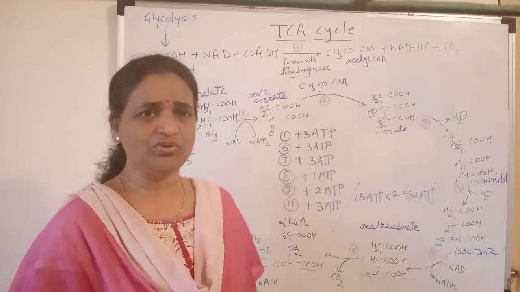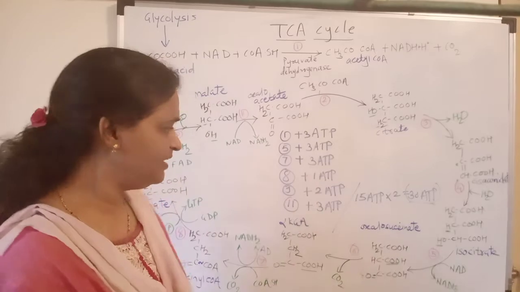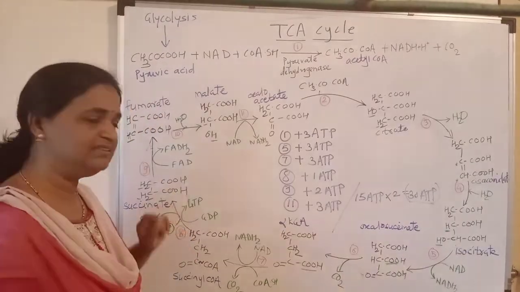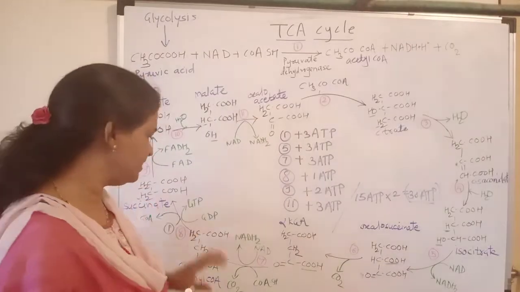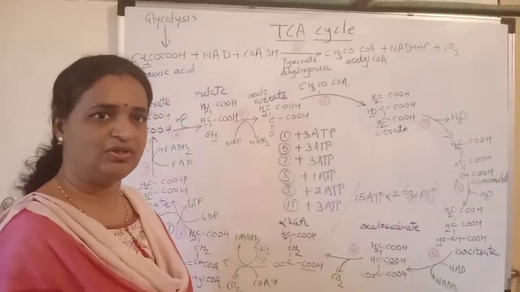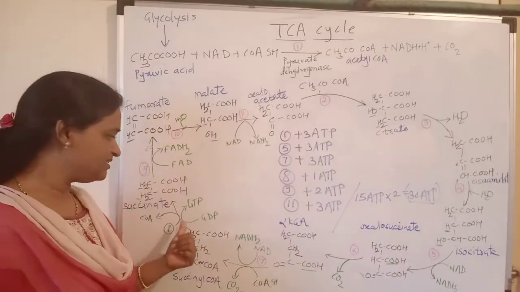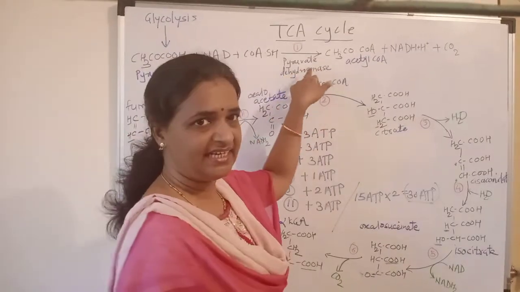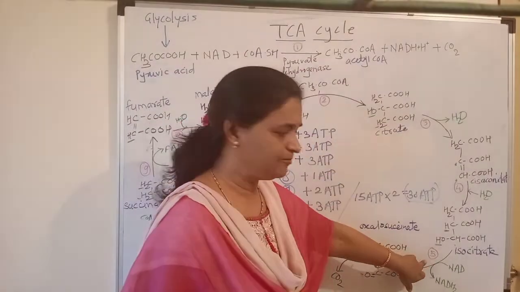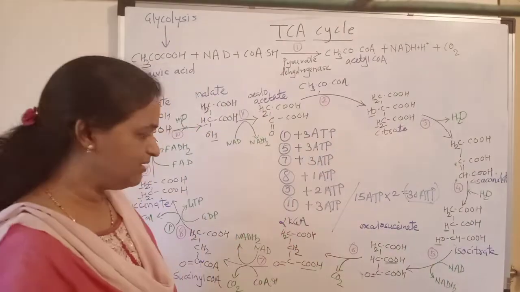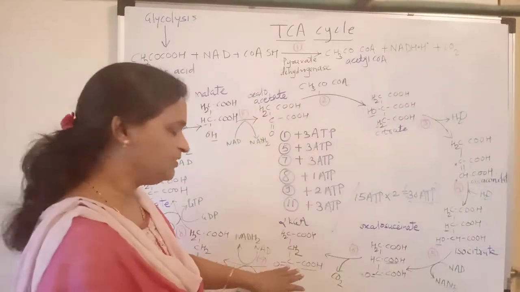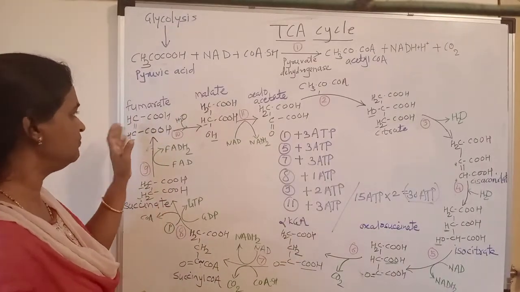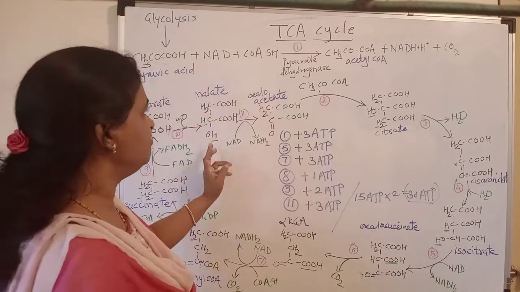Now, which are the modes of ATP generation in that particular pathway? One is this reaction, succinyl coenzyme A to succinate. There is generation of GTP, that is equivalent to ATP. So this particular reaction, succinyl coenzyme A to succinate, is an example of substrate level phosphorylation. And in all other reactions, the bridge reaction, then reaction number 5, that is isocitrate to alpha ketoglutarate, reaction number 7, conversion of alpha ketoglutarate to succinyl coenzyme A, reaction number 9, conversion of succinate to fumarate, and reaction number 11, malate to oxaloacetate.